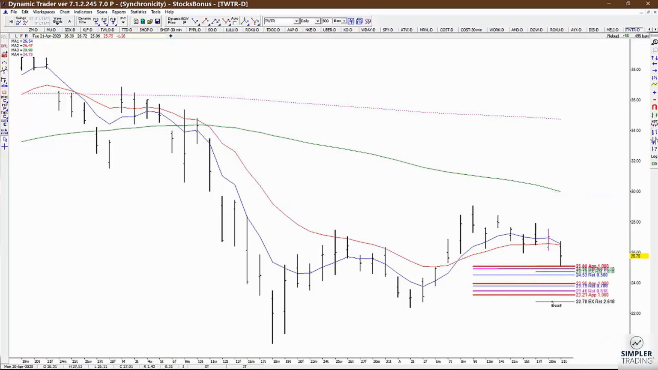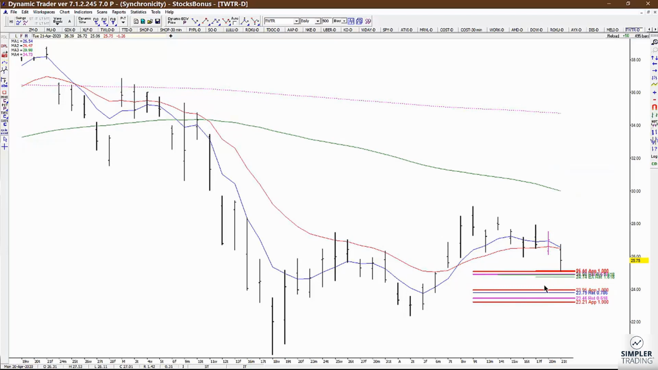So this is the first cluster that stands out. This 2474 area to 2511. There's another cluster underneath it, anywhere between 2321 to 2395.